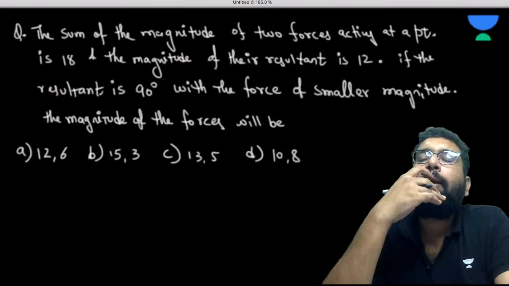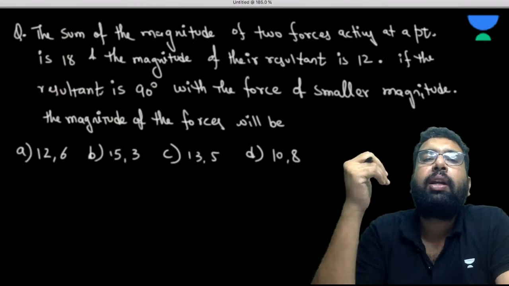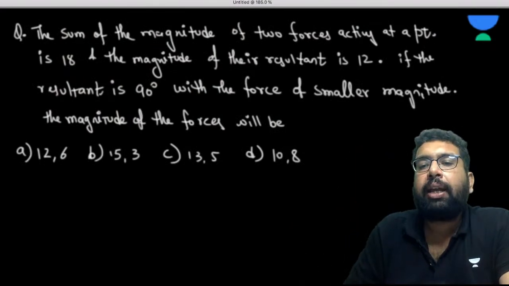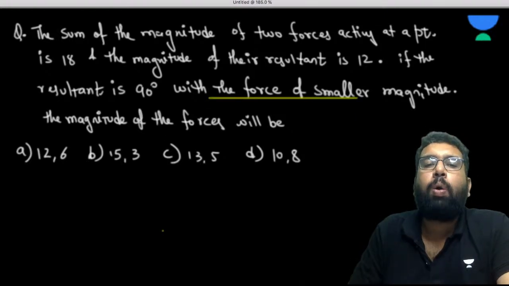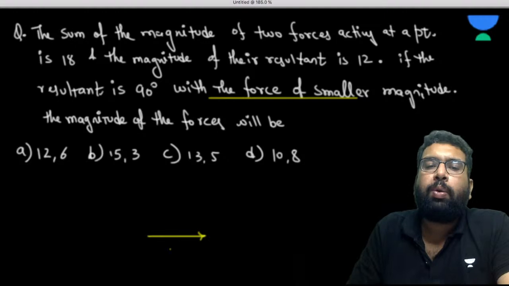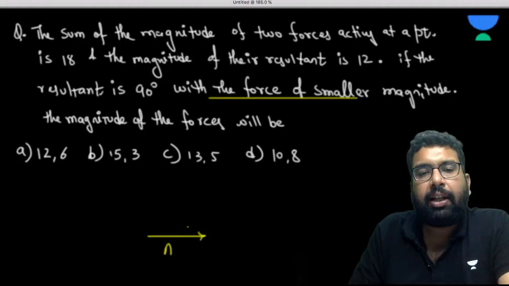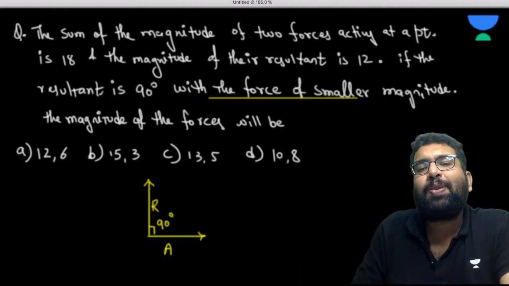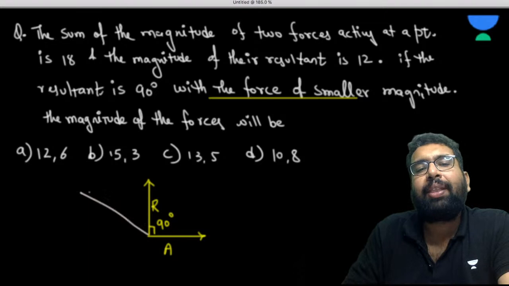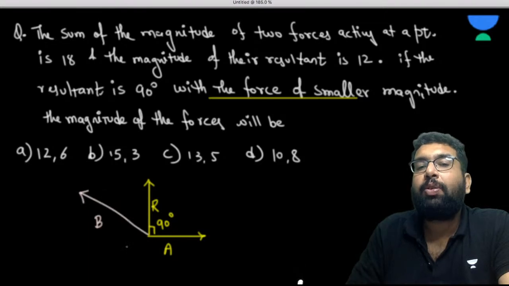Now let's get back to the question and see what information they are giving us. It says the resultant is 90 degrees with the force of smaller magnitude. Let's suppose A has the smaller magnitude. Now the resultant is going to be like this, 90 degrees from it. I don't know where B is, but I'm very sure that B would be somewhere here, right? Sir, how come you are sure about it?